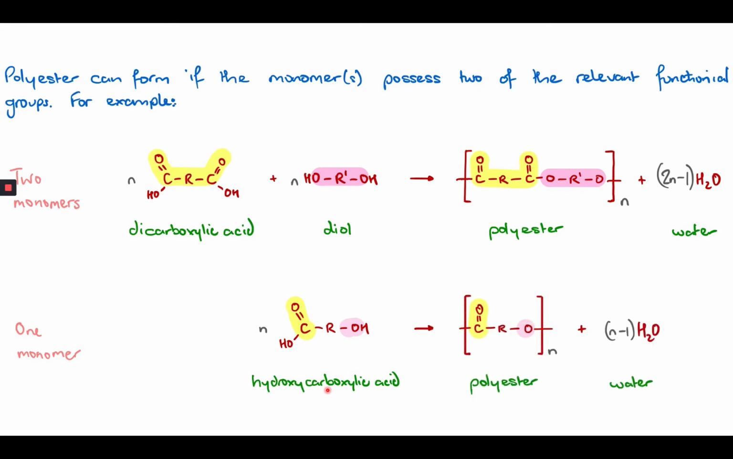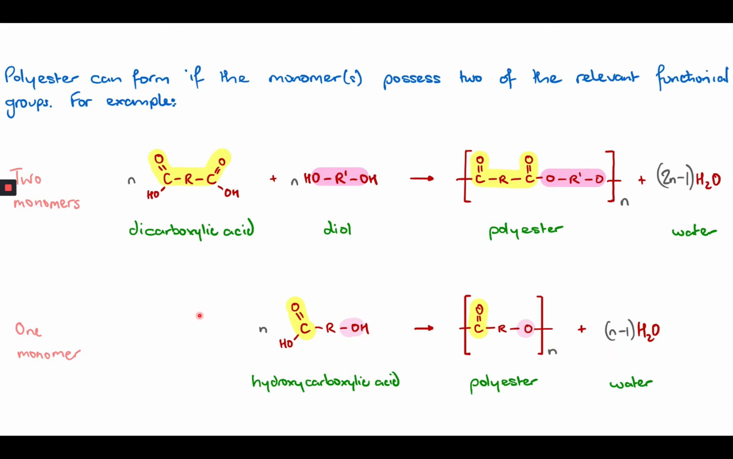And then because this is a repetition of that single monomer going on and on, this is a little bit more like how we've thought of addition polymerization, where we've had a single monomer. And again, we're going to have the minus 1 in terms of the water, because at one end of this chain will still be an OH, and at the other end will be the carboxylic acid. So we will have the equivalent of 1 fewer water molecules being produced.